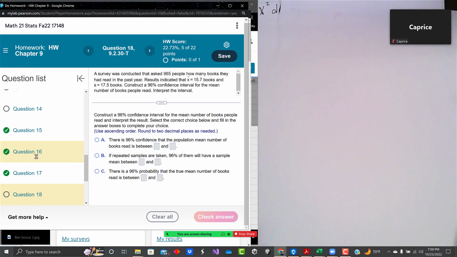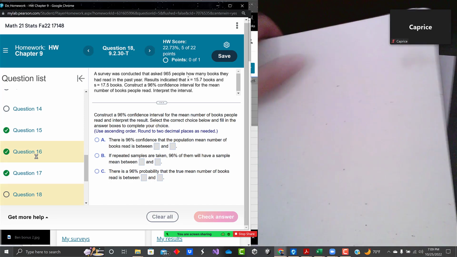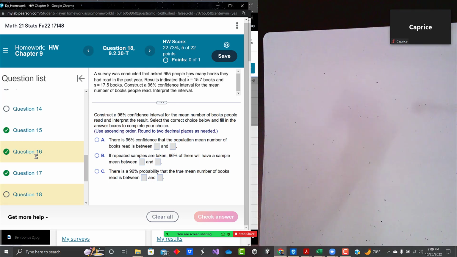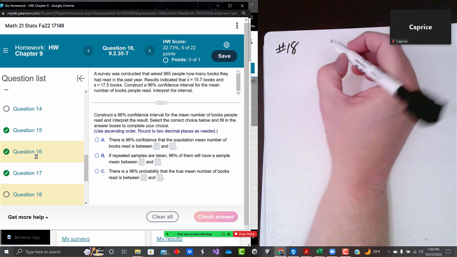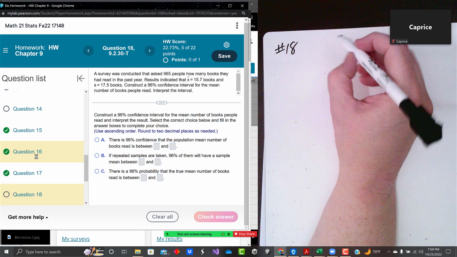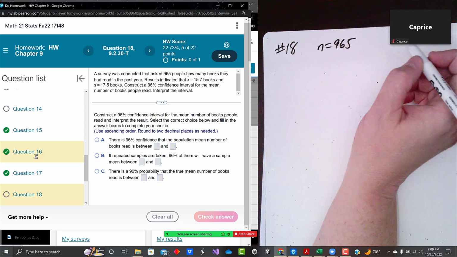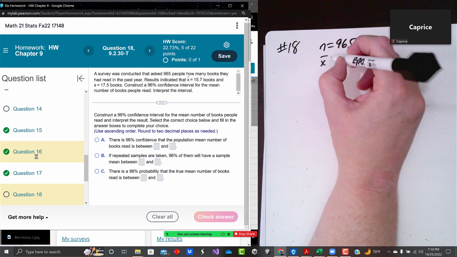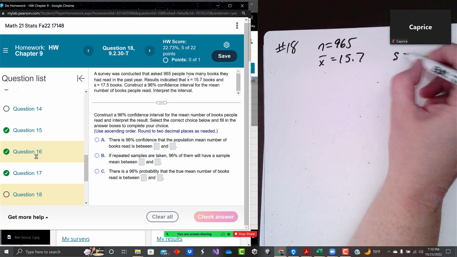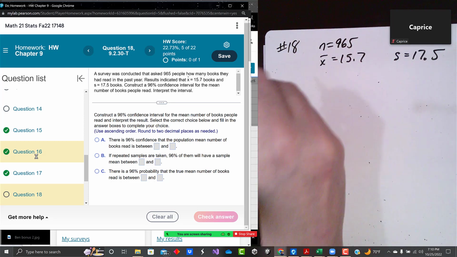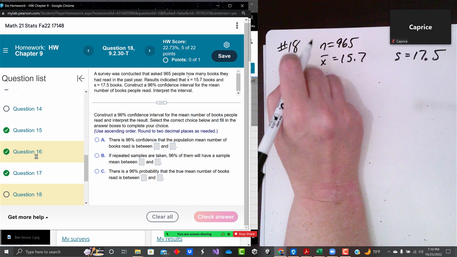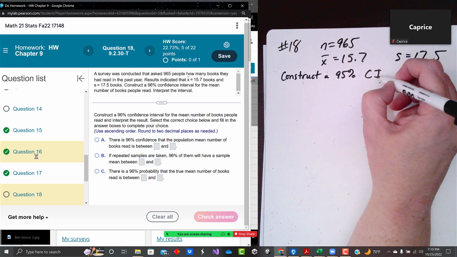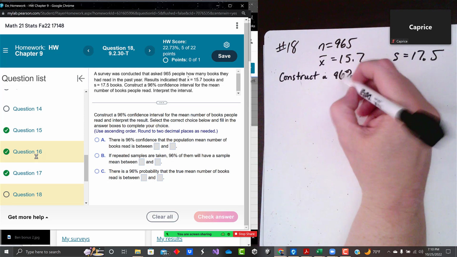I need a couple more whiteboards. Look at this. So here I'm doing question 18 in our homework. It says a survey was conducted that asked 965 people. So that's my sample, 965 people, how many books they had read in the past year. Results indicate that X bar is 15.7 and S is 17.5. Construct a 95% confidence interval, sorry. Not 95, 96. Every once in a while they throw it off for you.